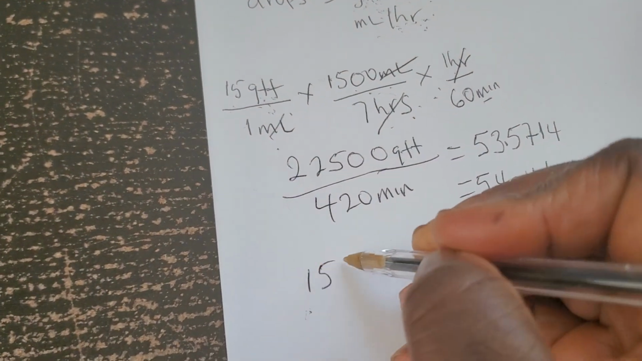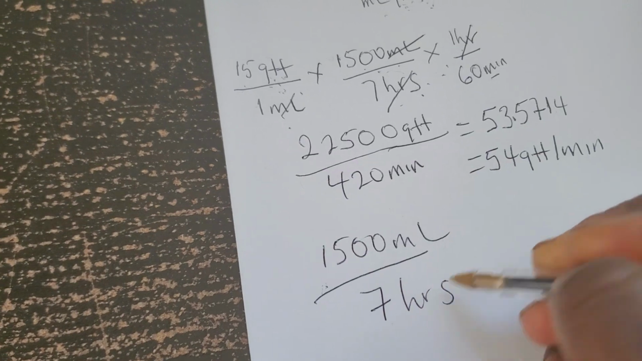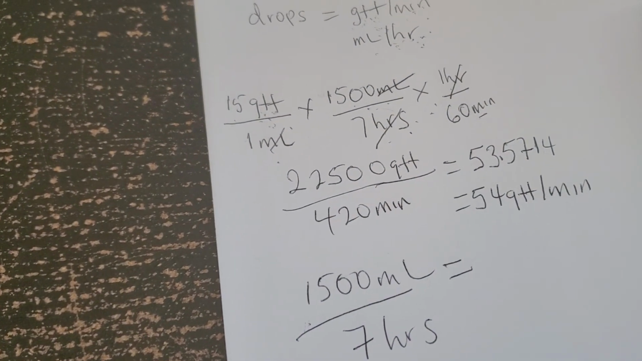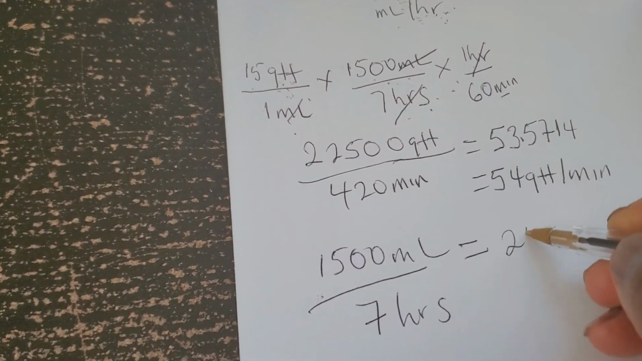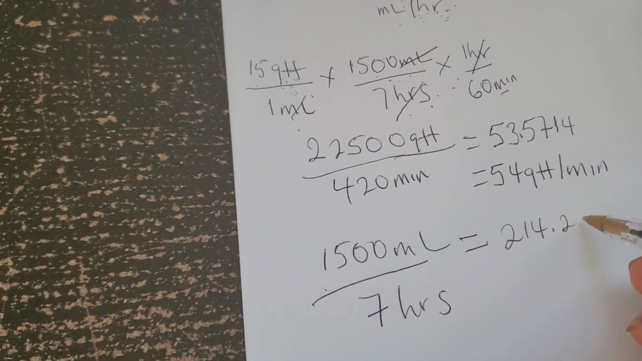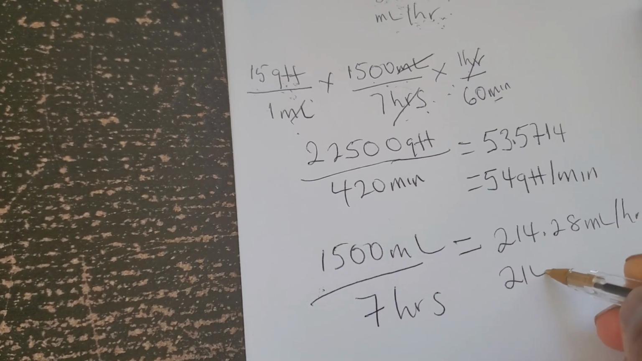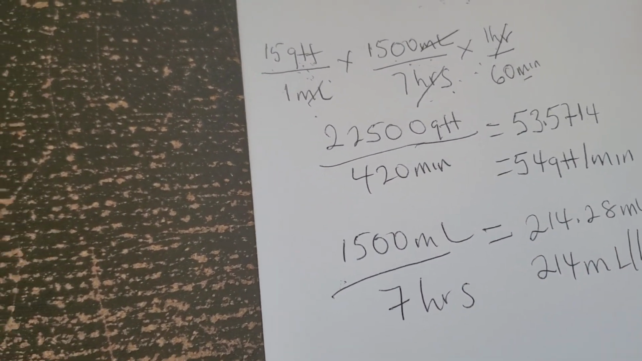So 1500 ml over 7 hours. Let's divide it and see. 1500 ml divided by 7 hours will give us 214.28 ml per hour. To the whole number will be 214 ml per hour.